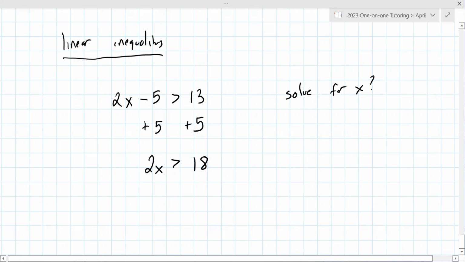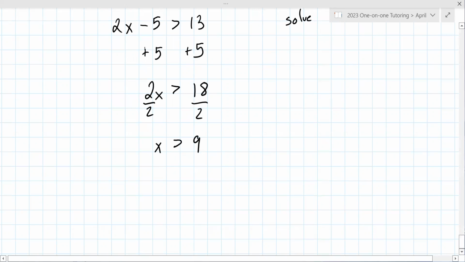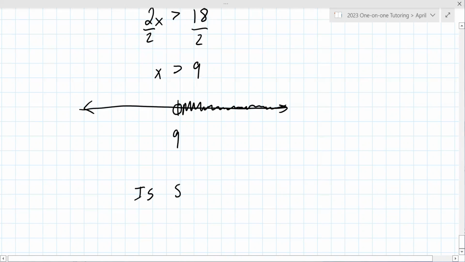Now what do you see as far as how to solve for x? How do you undo this multiplication by 2? Divide by 2. So this is x greater than 9. Now on a number line, here's what that means. Imagine 9 is right there. It means all the numbers bigger than 9, so everything to the right of 9. You say you've seen this before? Yeah. Okay, so here's a question for you. Is 8 greater than 9? Is this true or false? It's false. It is false.